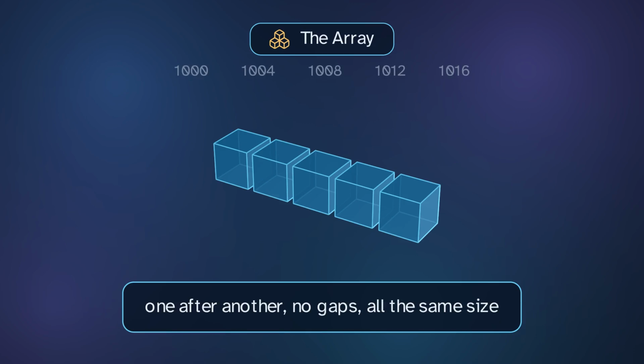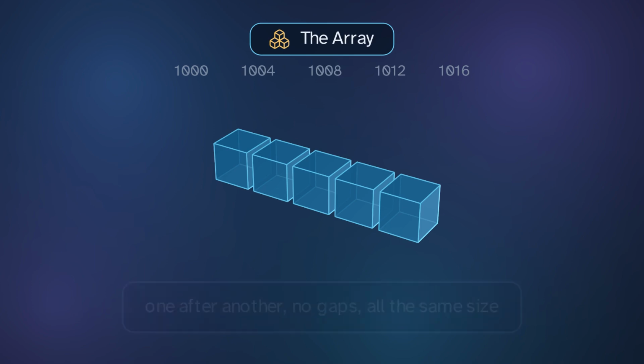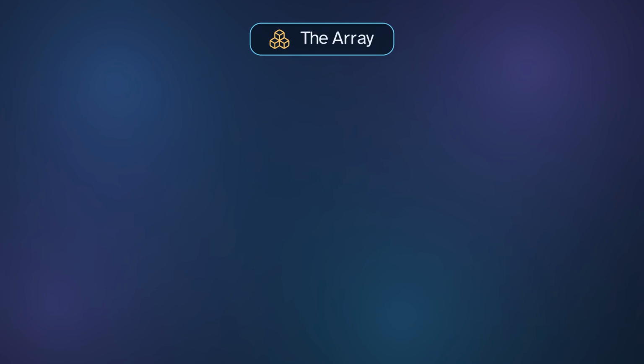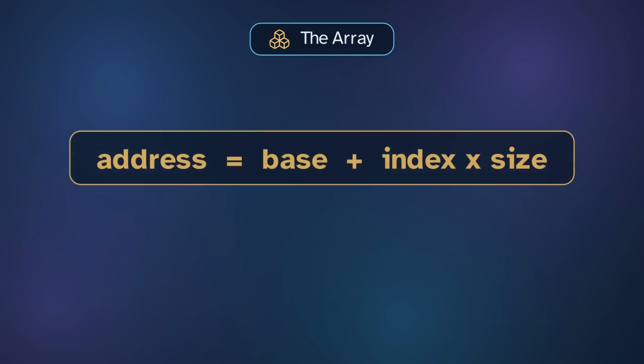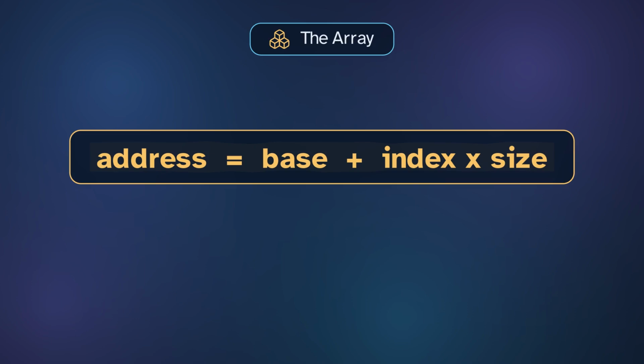The second value starts 4 bytes later at 1004. The third starts at 1008. Can you see the pattern forming? Here is the formula, and it is the most important line in this lecture. The address of an item equals the base address plus its index times the size of one item.